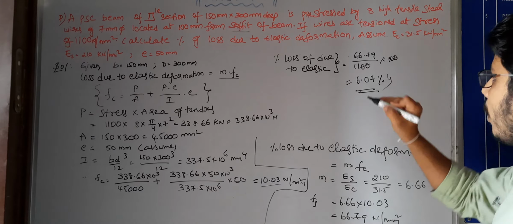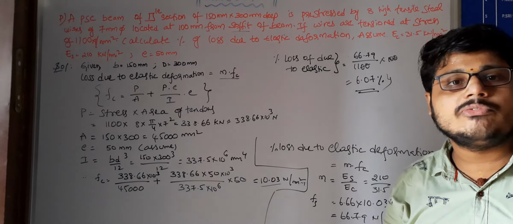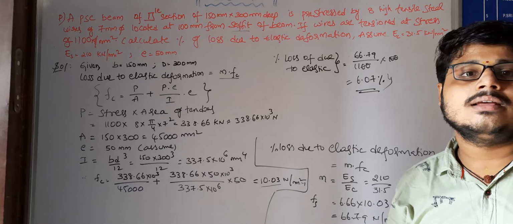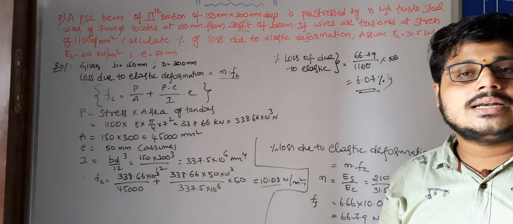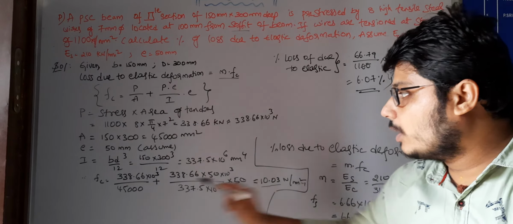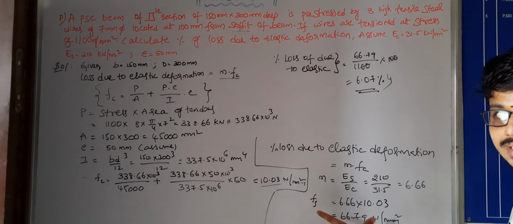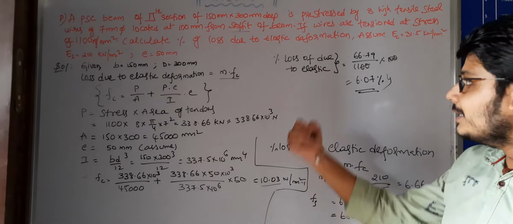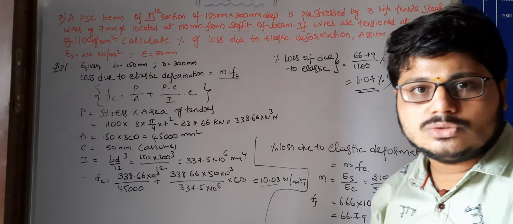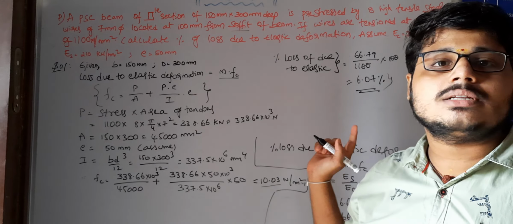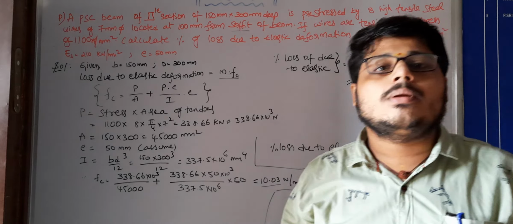This was the percentage of loss for the rectangular section with 8 wires of 7 mm diameter tensioned from the soffit of the beam. First we should calculate m into fc, where fc is P by A plus P into e into e by I. Then we calculate fs, the average stress. Next, percentage loss is the average stress by the given stress into 100. We will get the value of 6.07. This is the percentage loss due to elastic deformation. Okay, this is the example problem. Thank you.